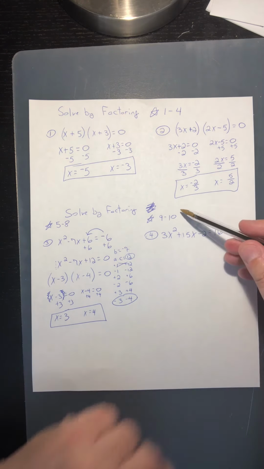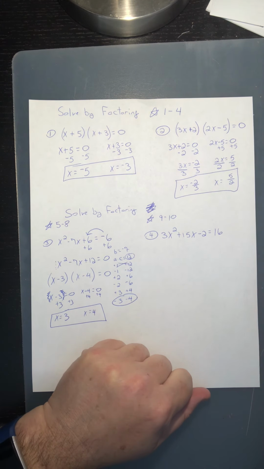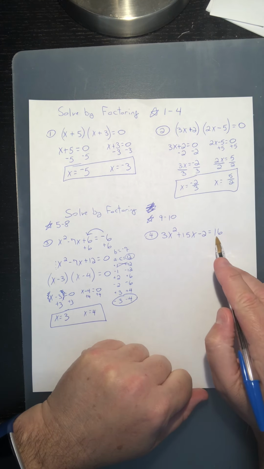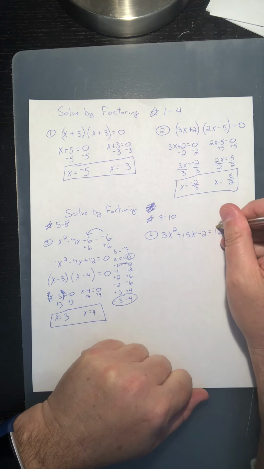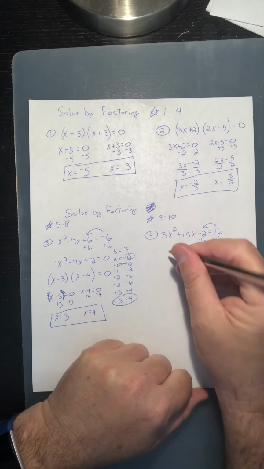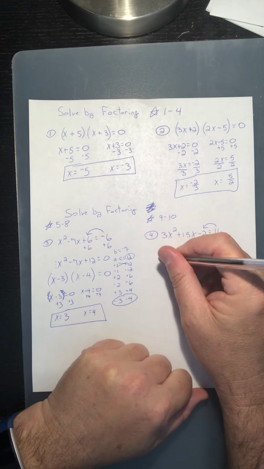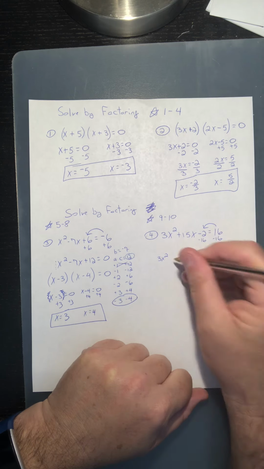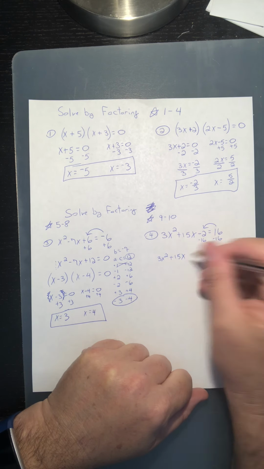Now let's do one that's going to help you with 9 through 10. You'll notice on this one it is not equal to 0, so let's go ahead and make it equal to 0. And we're going to do that by subtracting 16 from both of those sides. So that's going to give me 3x squared plus 15x.